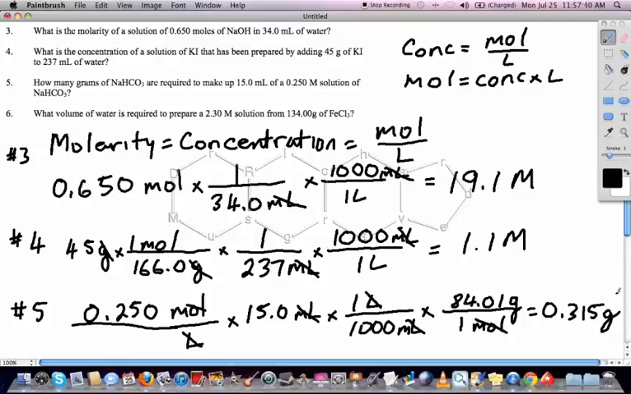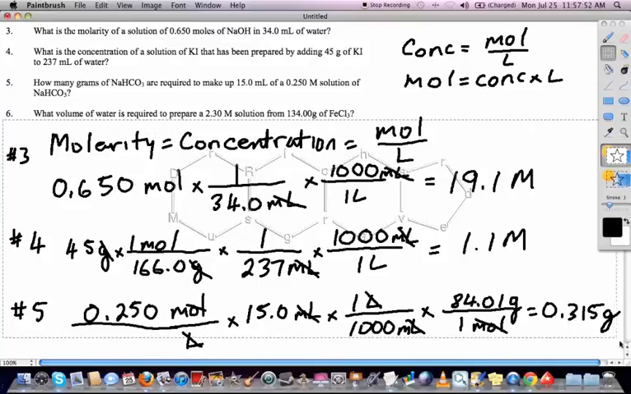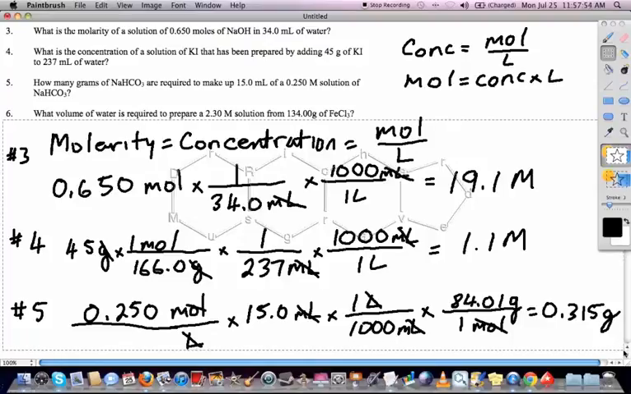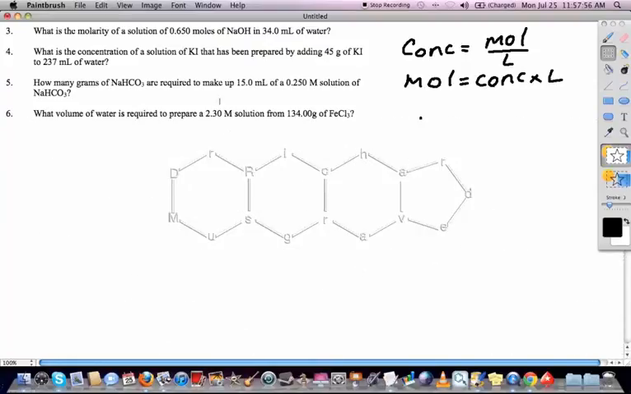Alright, let's take a look at number 6. What volume of water is required to prepare a 2.30 molar solution from 134.00 grams of FeCl3? Alright, so we need a volume.